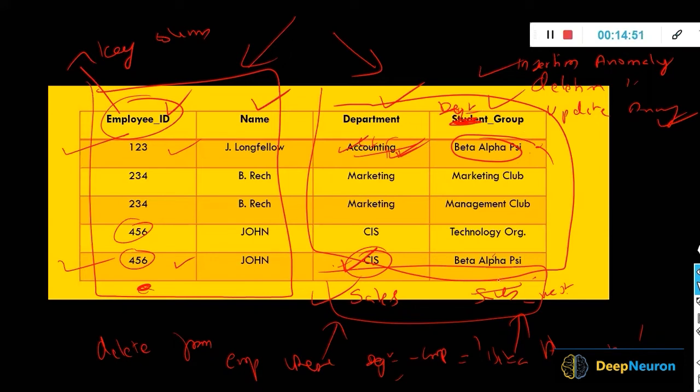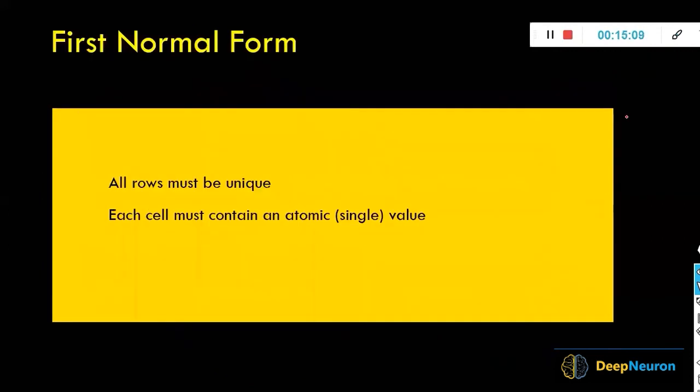You can insert it. It is not mandatory to specify the employee ID here, because these are two different tables. By splitting this single data set into different data sets, we are able to overcome insertion anomaly, deletion anomaly, and update anomaly. This is a simple example. We cannot split this one.